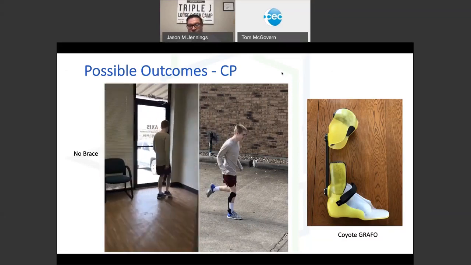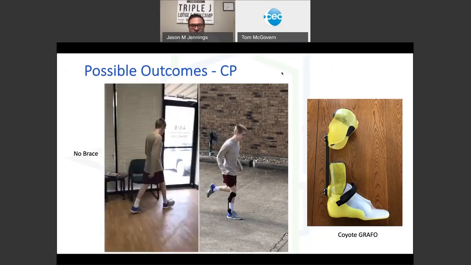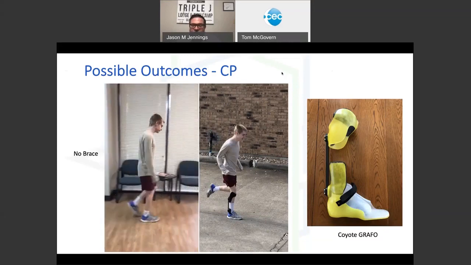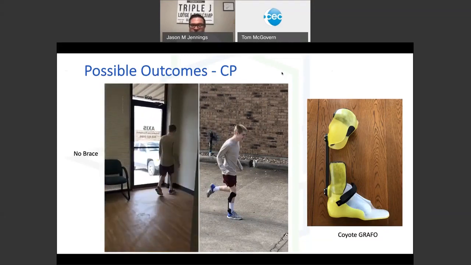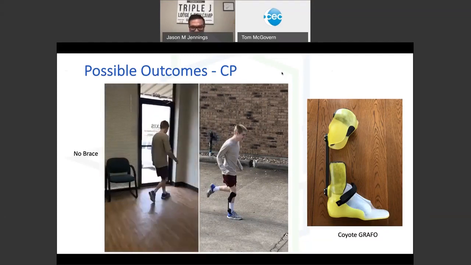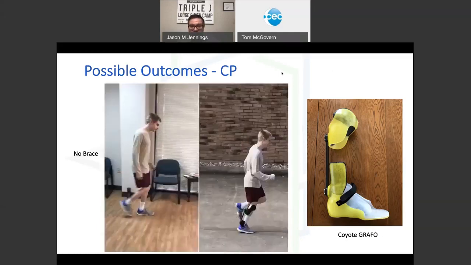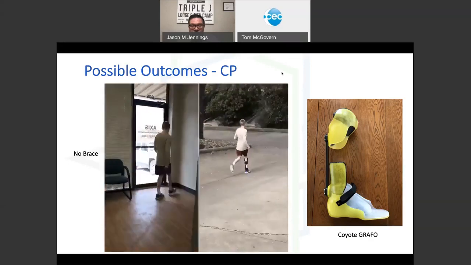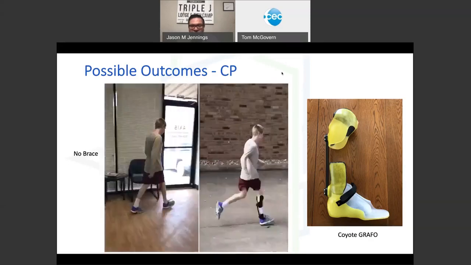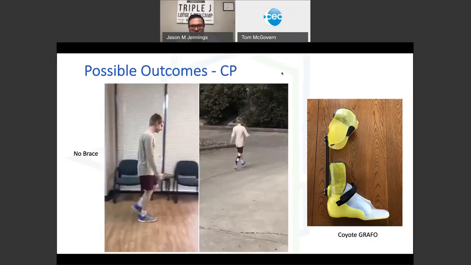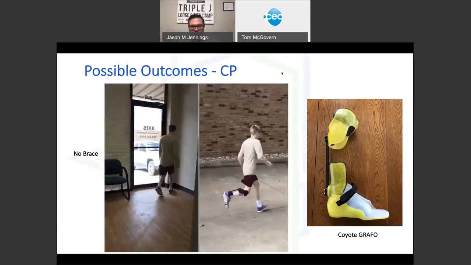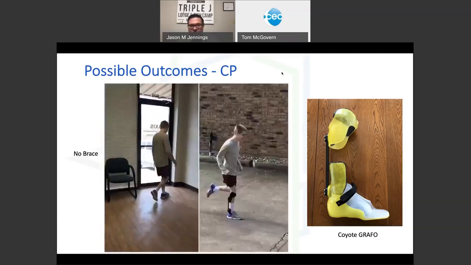in a polypropylene ground reaction AFO with the Coyote strut, similar to this AFO on the right. And here he is. You can see as he rolls through right at terminal stance, he actually gets knee extension, even running, where he doesn't in walking.